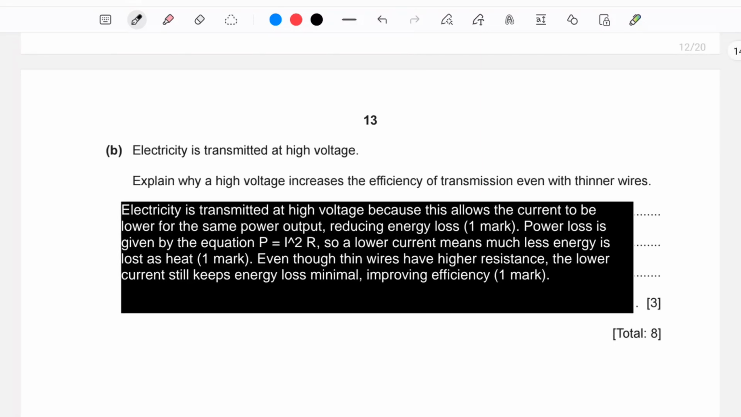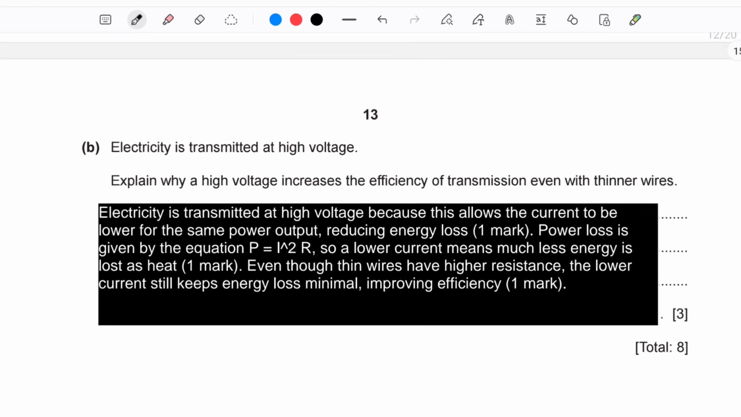Part B. Electricity is transmitted at high voltage. Explain why a high voltage increases efficiency of transmission even with thinner wires. Electricity is transmitted at a high voltage because this allows the current to be low for the same power output, reducing energy loss. Power loss is given by the equation P is equal to I squared R. So a lower current means much less energy is lost as heat. Even though thin wires have high resistance, lower current still keeps energy loss minimal, improving efficiency.